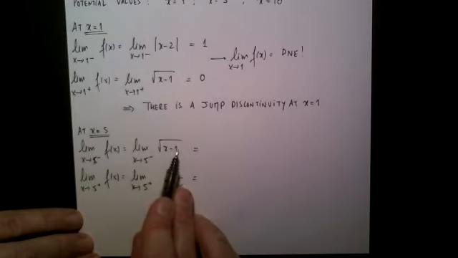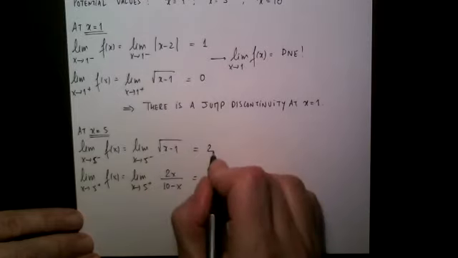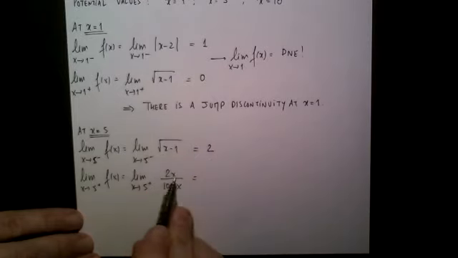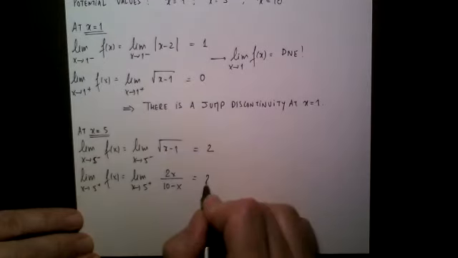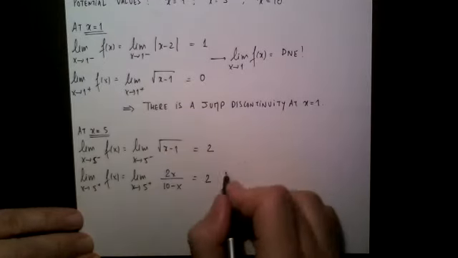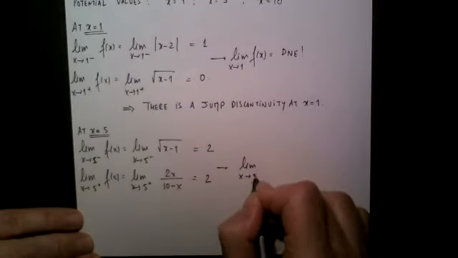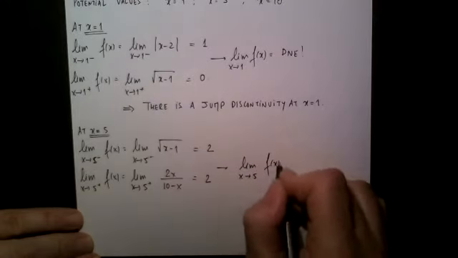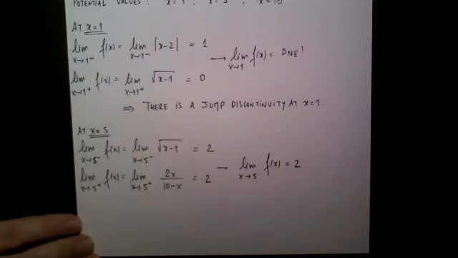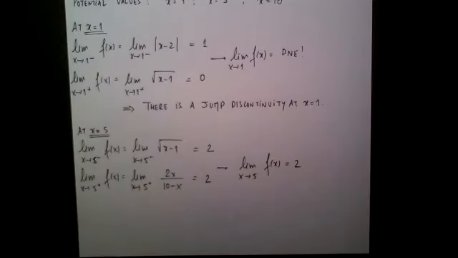Plug in 5 here. 5 minus 1 is 4. Square root of 4 is 2. And here, 2 times 5 is 10, over 5 is 2. Oh, the limit exists. The limit as x approaches 5 of f of x is 2. You with me?